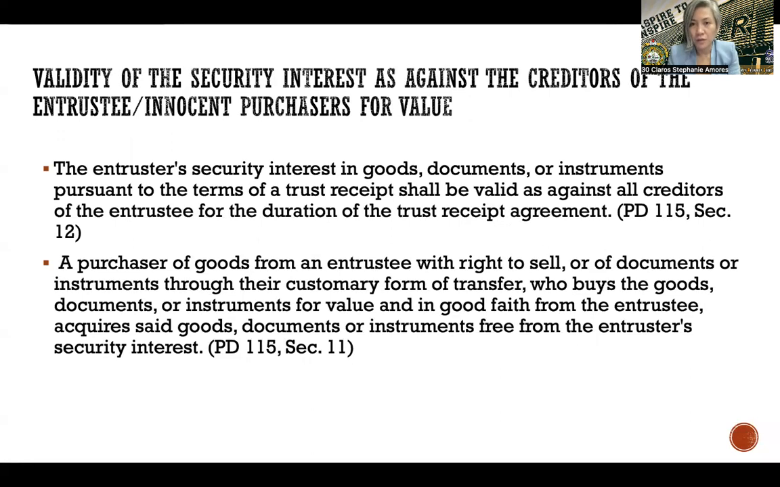So, the validity of the security interest of the entrustor as against creditors of the entrustee or even innocent purchasers for value: it is valid as against all creditors of the entrustee. So the security interest of the entrustor is enforceable despite the intervening transfers or dispositions of the subject of the trust receipt. The entrustor can pursue the goods wherever they end up, and you cannot invoke the concept of innocent purchaser for value.